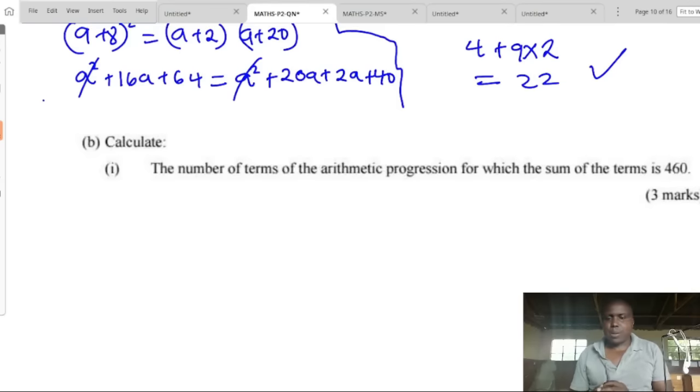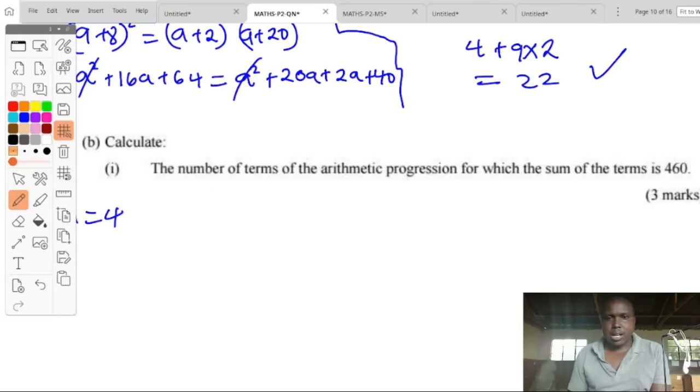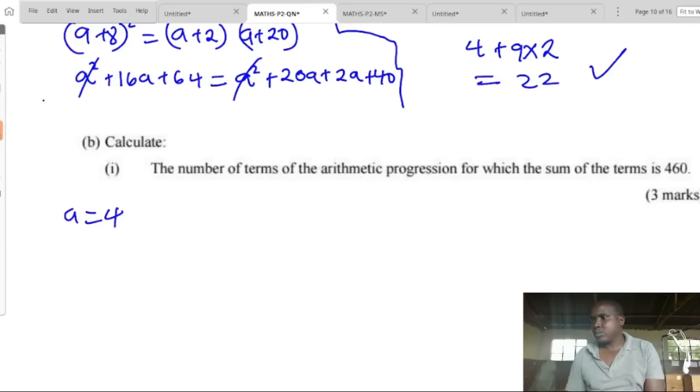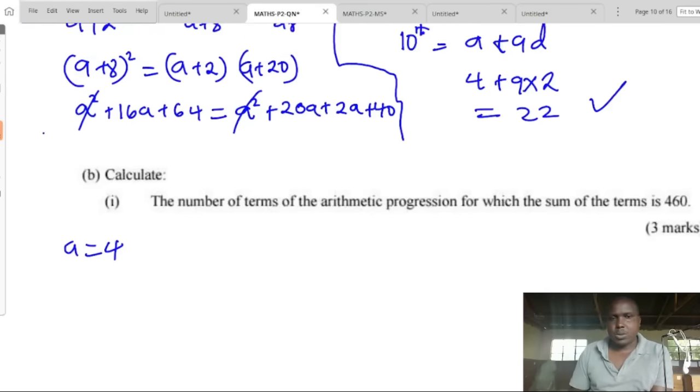Next, calculate the number of terms of the arithmetic progression for which the sum is this. So first, remember what we have obtained here. We have found that A is equal to 4. We are talking now about arithmetic. So what we need now is to find the number of terms for the arithmetic progression, AP. We are still in AP. A is equal to 4, D is equal to 2.